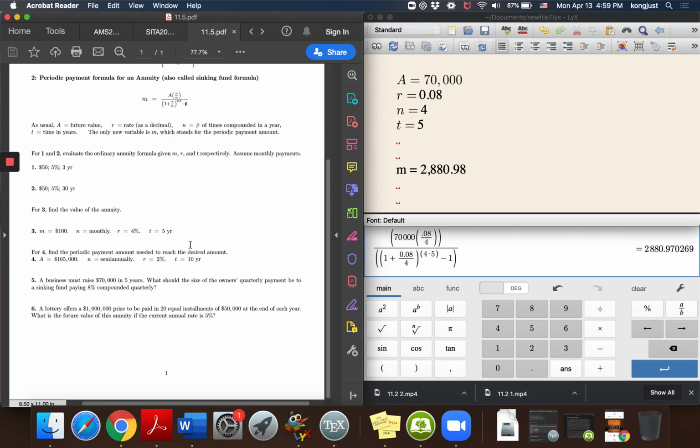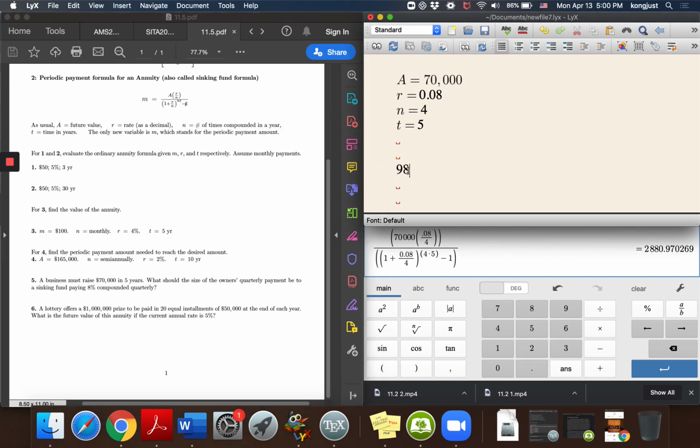Okay. Number 6, last one. A lottery offers a $1 million prize to be paid in 20 equal installments of 50,000 at the end of each year. Or 50,000 times 20 is 1 million. Okay, that sounds good. What is the future value of this annuity if the current rate is 5%? All right, so what's going to happen is it's going to be put into an annuity rather than me actually having access to the funds.